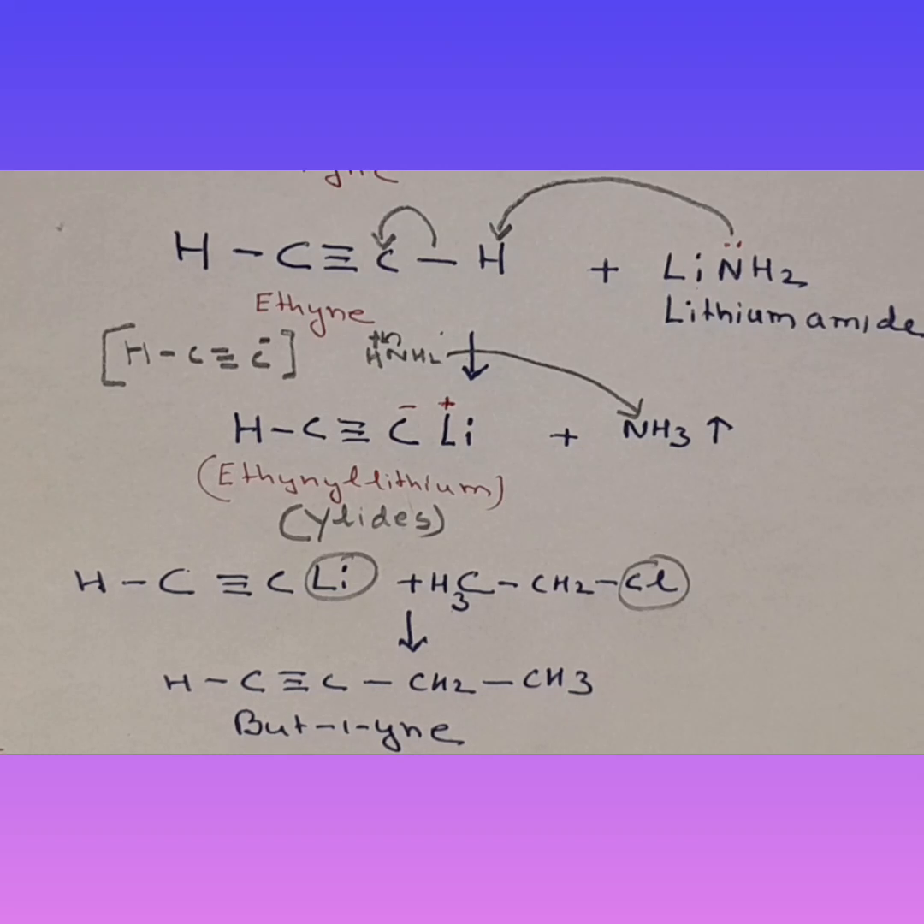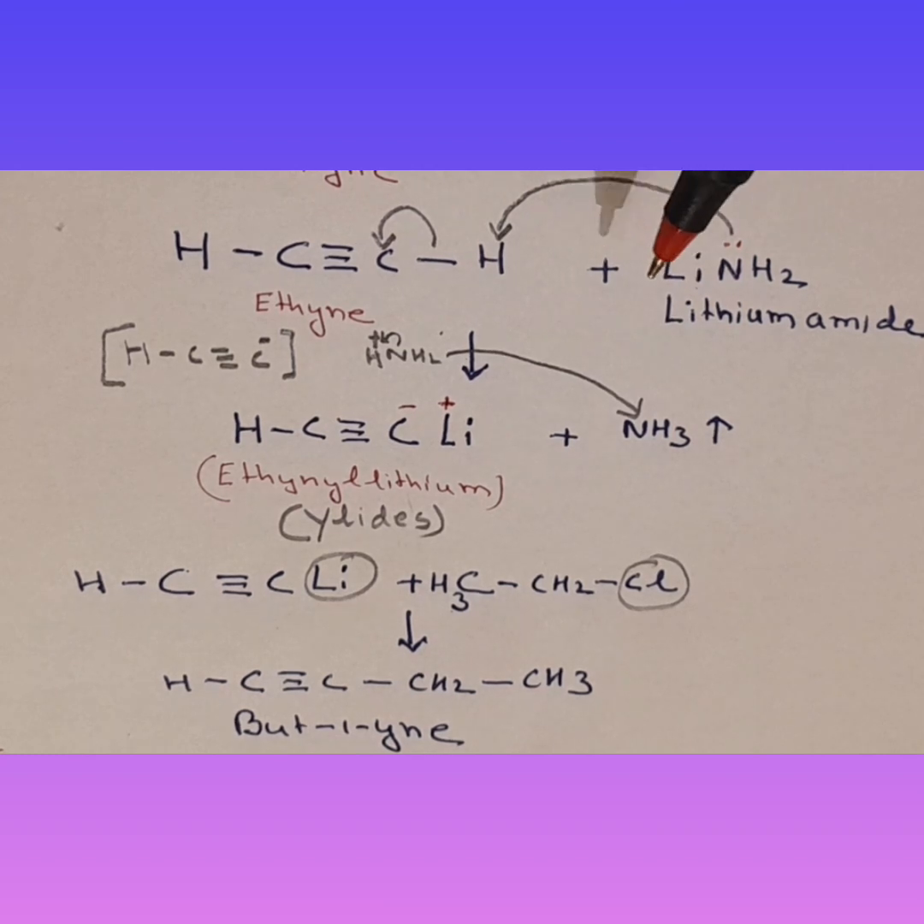Let's understand a synthesis in which we use the property of sp hybridization for increasing carbon chain number. For this purpose, the molecule that we choose is ethyne. It has a C triple bond C, so this carbon has sp hybridization. Since it has sp hybridization, this hydrogen is highly acidic. What do we mean by highly acidic? Highly acidic means this C-H bond can be cleaved as H plus and C minus.